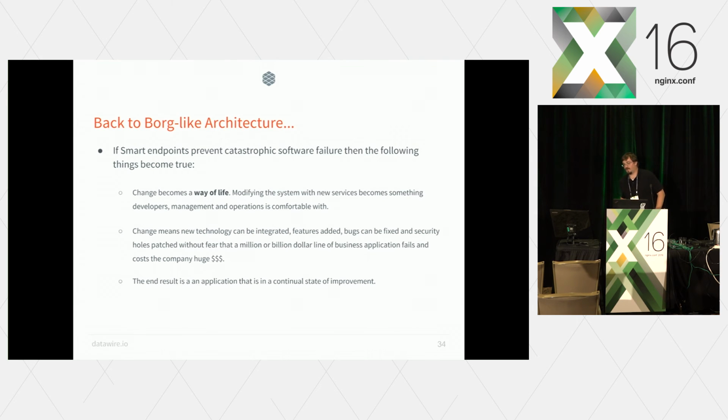So back to the Borg-like architecture. If smart endpoints prevent catastrophic software failure, then the following things become true. Change becomes a way of life. Modifying the system with new services becomes something developers, managers, and operations all feel comfortable with. You have to understand that the system underneath you is changing at all points in time. It is a living system. So we start treating software more like an organism and less like a concrete building that we're constructing.